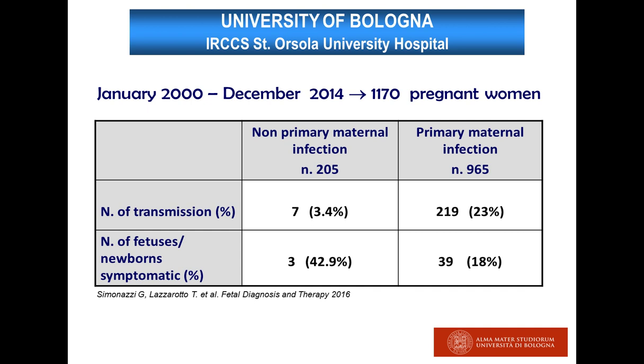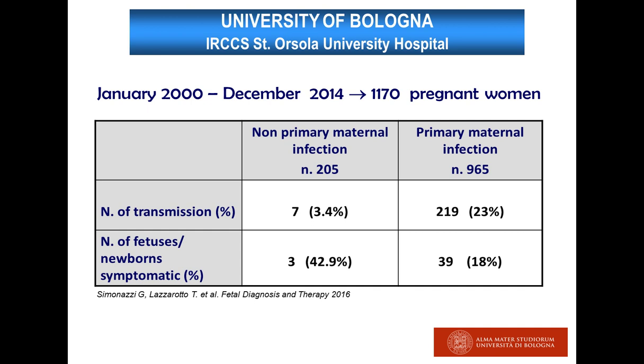And I would like now to show our results from a long monitoring, in which we identified 1,170 pregnant women with primary and non-primary infection over a span of 14 years. In the group of non-primary maternal infection, we identified 205 women, and in this group we identified seven transmissions, equal to 3.4%, and about 40% of newborns or fetuses with symptoms.